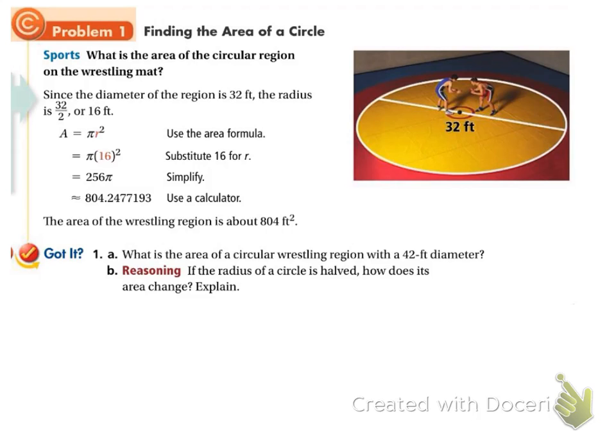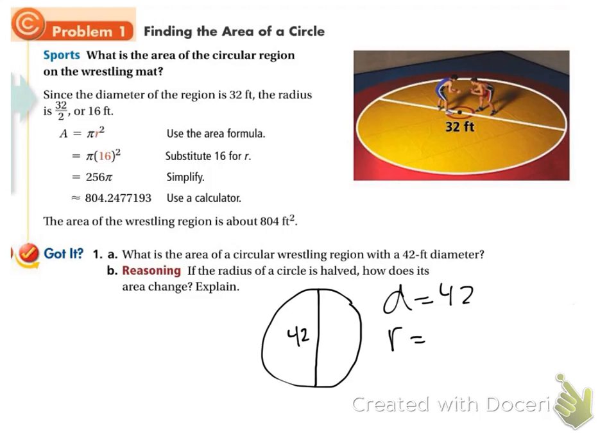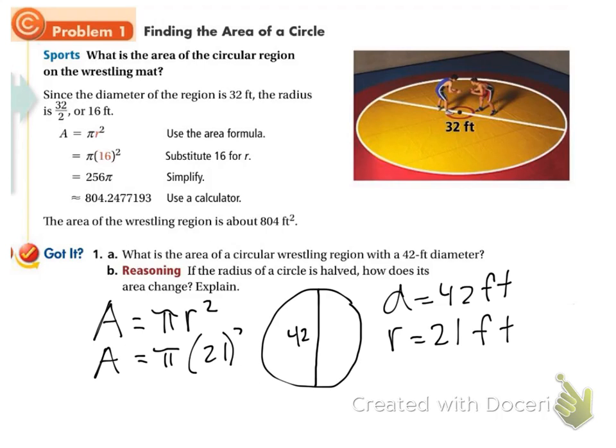Alrighty, so what is the area of a circular wrestling region with a 42-foot diameter? So if our diameter is 42 feet, that goes all the way across. A radius just goes halfway. So if we divide that by 2, we get that our radius is 21 feet. And now we can plug that into our area equation. A is equal to pi r squared. So A is equal to pi times 21 squared.